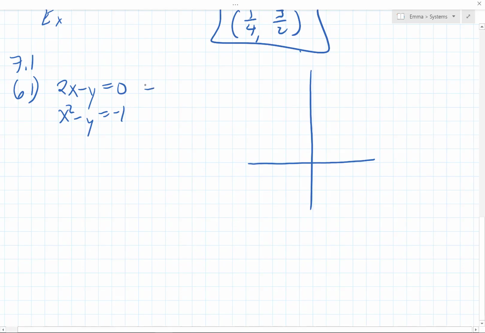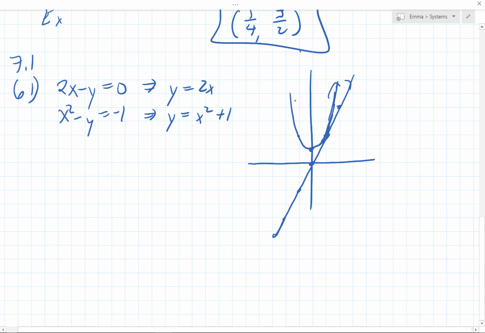Yeah, usually I don't bother to graph before I solve, but sometimes it's worth it if the graphs are easy enough. If there's no solution, you can tell right away. So our first line looks like that, and our parabola shifted up one looks like that. And oh my goodness, that was lucky. It bounces right off there.